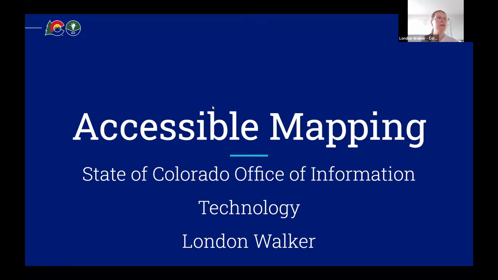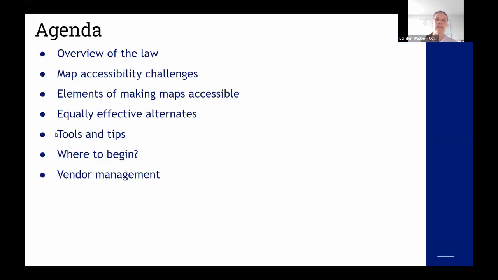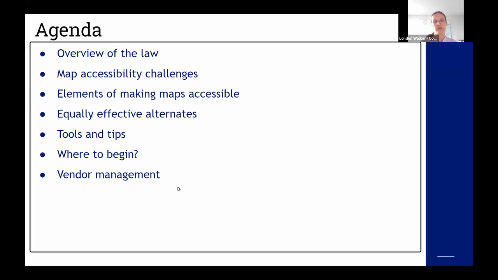Awesome, thanks, Mark. All right, yeah, so I am London Walker. I'm a GIS developer at the State of Colorado's Office of Information Technology. So just as an agenda, there's recently a new accessibility law that was announced, so we're gonna go over that. Some challenges that come with mapping accessibility, elements of making accessible maps, and then some equally effective alternates, tools and tips, where to begin, and vendor management.